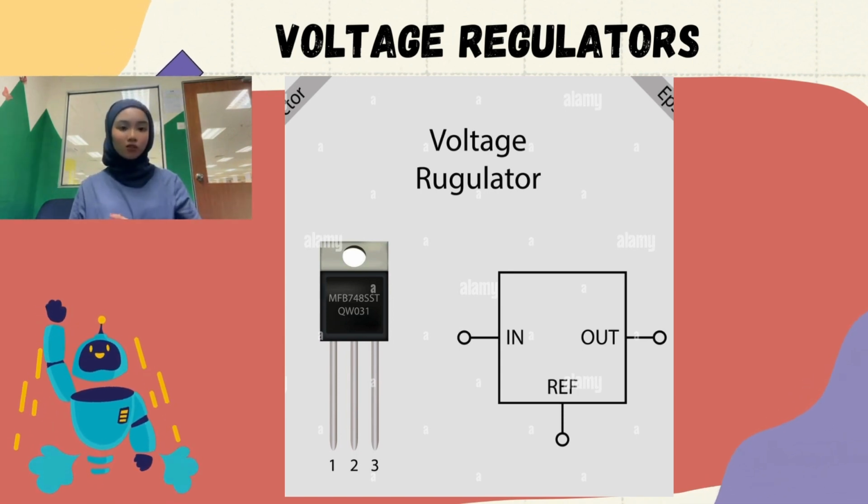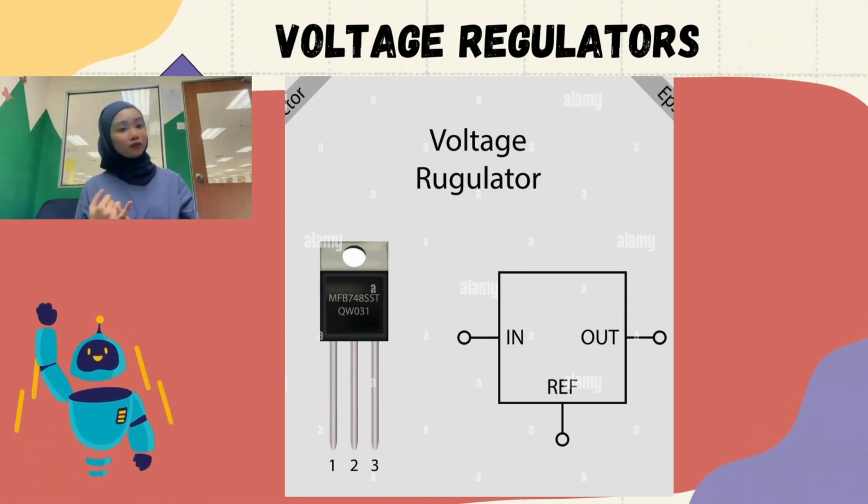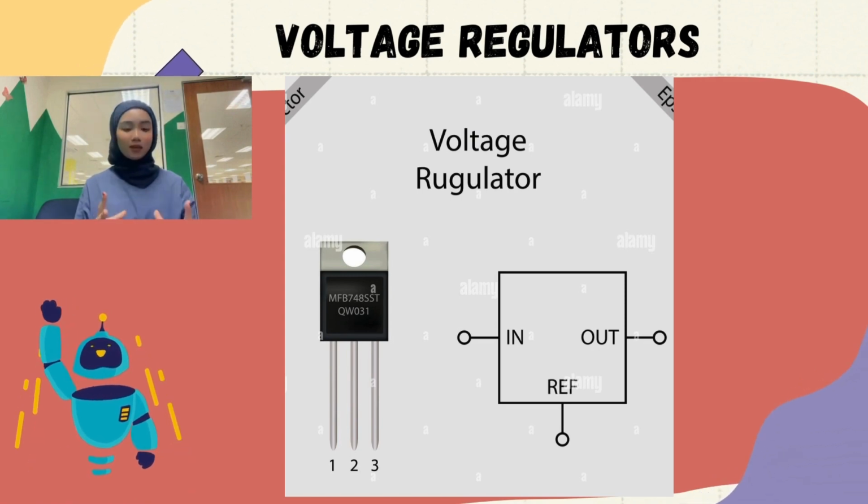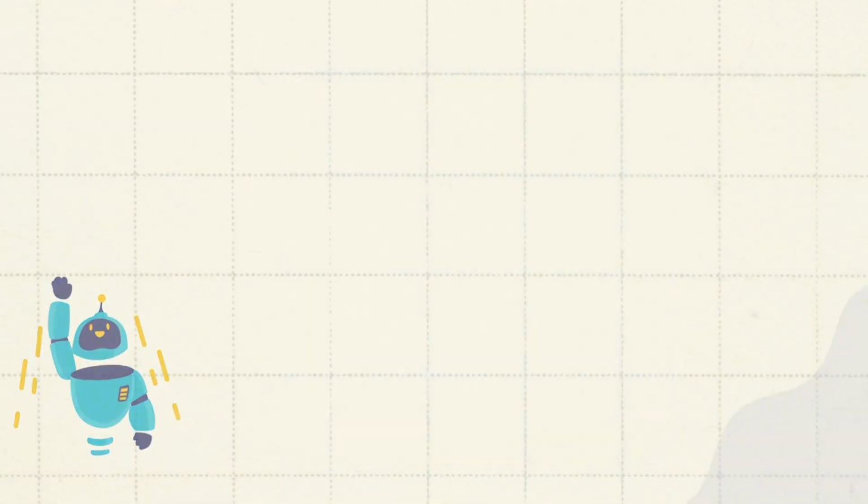Alright, so lastly, the voltage regulator plays a critical role in the stability and reliability of electronic systems, whether in our smartphones, cars or household appliances. Their presence ensures smooth operation and protects our devices from voltage fluctuations.